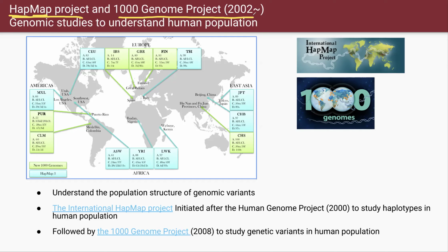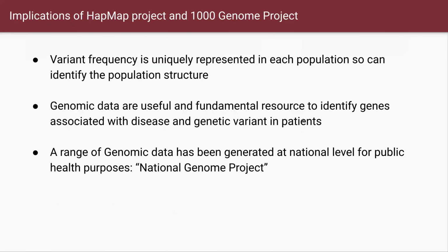So they looked at those abstractions first, and then they measured actual variants afterwards. That is the 1,000 Genomes Project, right? Because they saw clear population structure throughout the HapMap project, they decided to look at much larger numbers, like 1,000 people. Then throughout this project, people finally came to know that variant frequency is uniquely represented in each population, and we can find the population structure. Genomic data is also very useful for finding genes associated with disease and genetic variants in patients, beyond population structure. From these lessons, many countries decided to generate national-level public health databases, which are the National Genome Projects.